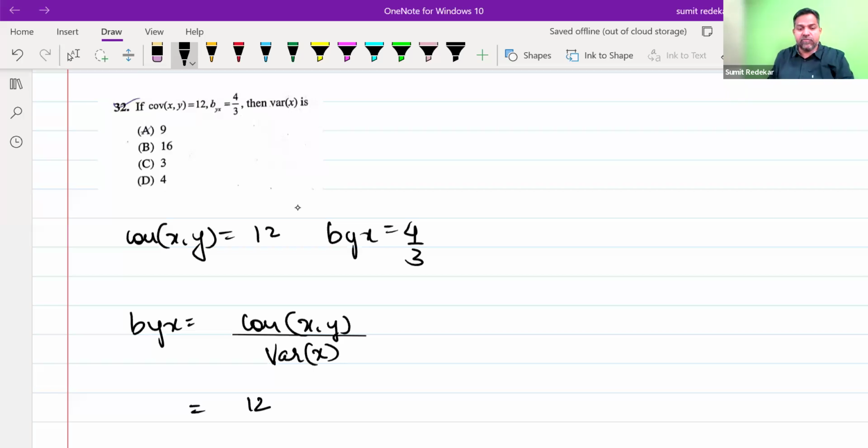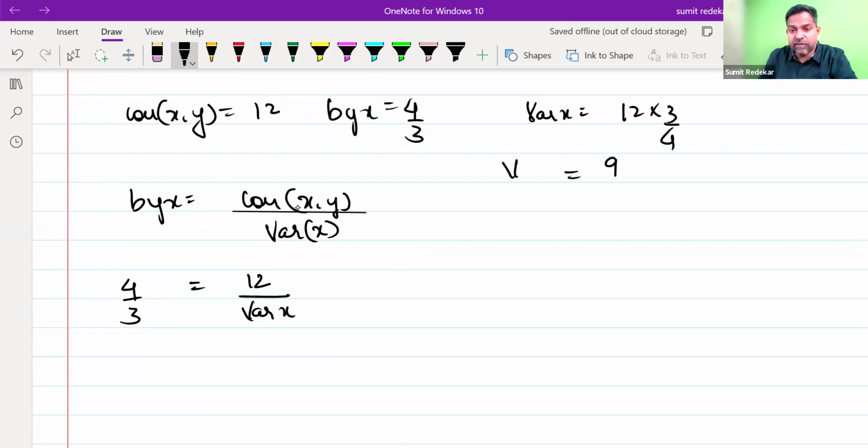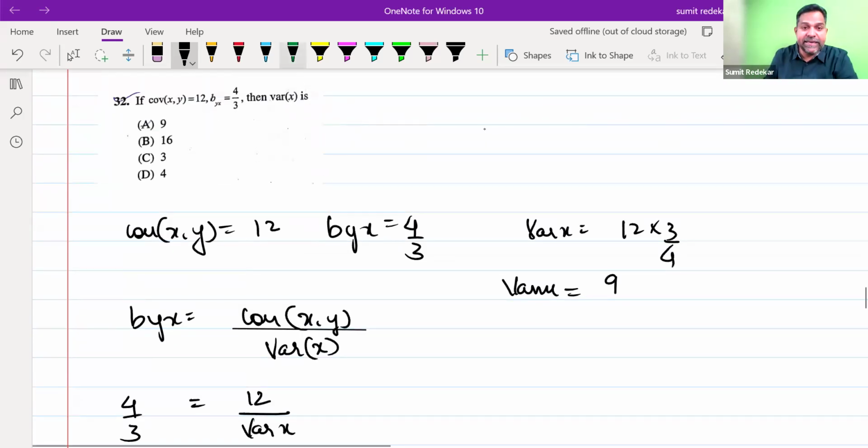So that becomes 12 divided by the variance of x is 4 by 3, cross multiply. Variance of x is 12 into 3 by 4, which is 3 fours are 12, 3 threes are 9. The variance of x is 9. Be very careful in these questions. Check if they have, by any chance, asked for standard deviation, because if they have, you will end up making a mistake. That is question number 32.